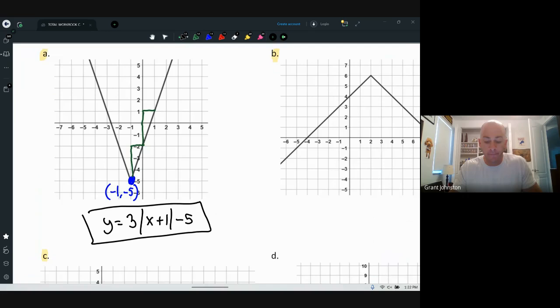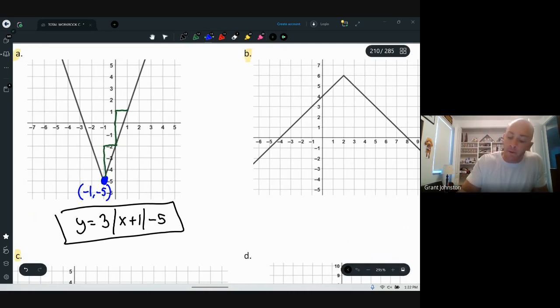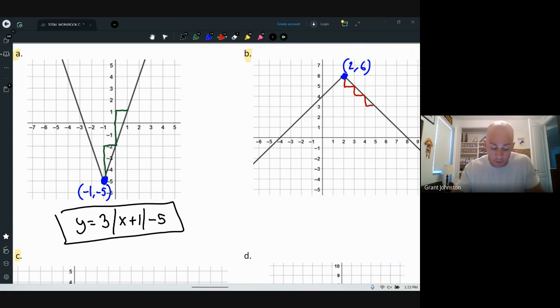Let me show you another. First, I'm going to find the vertex. Looks like about 2, 6. In terms of the slope, it looks like it's going down 1/1, down 1/1. So when I write this function, I'm going to say y equals negative, and I could put a 1 there if you want, down 1/1, but I'm just going to put negative, and then x minus 2, the opposite of the positive 2, and then plus 6.